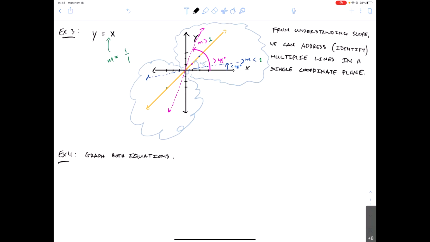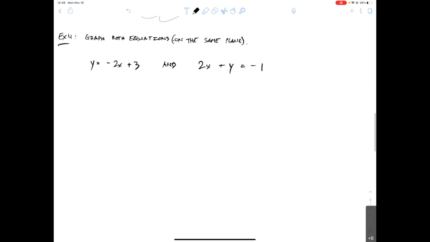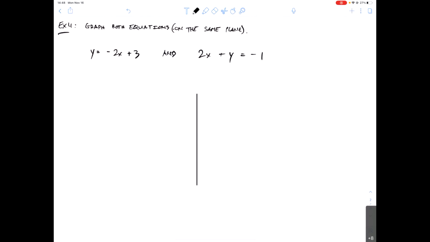Example 4 is going to say: graph both equations, technically on the same plane. But you already know you're going to do that. It wasn't obvious, right? So you have y equals negative 2x plus 3 and 2x plus y equals negative 1. So I'm going to scroll up now. Plot these. Draw these axes really quick. Give you a moment to catch up. That should be fine, right? Yeah, that should be good.